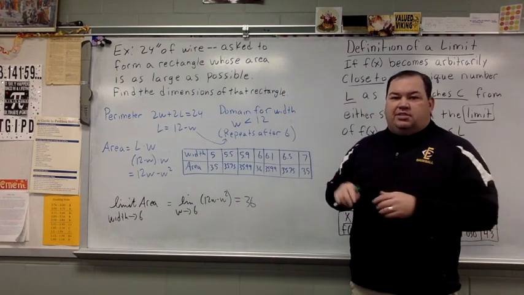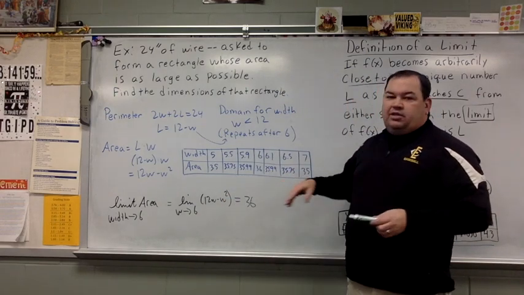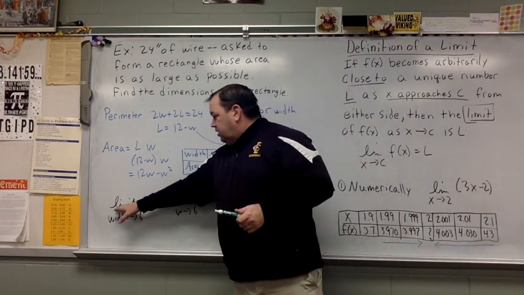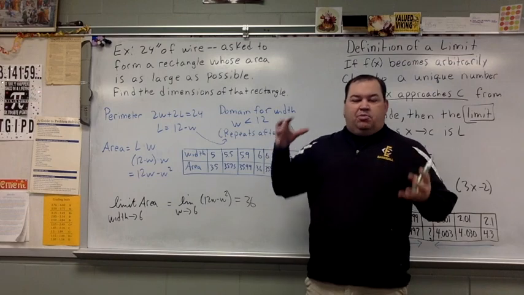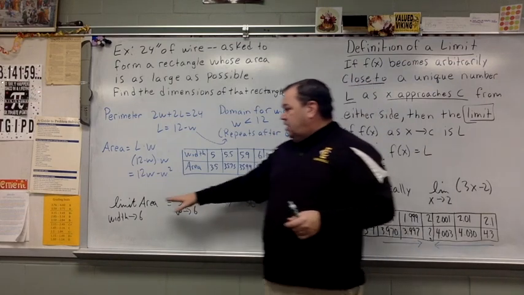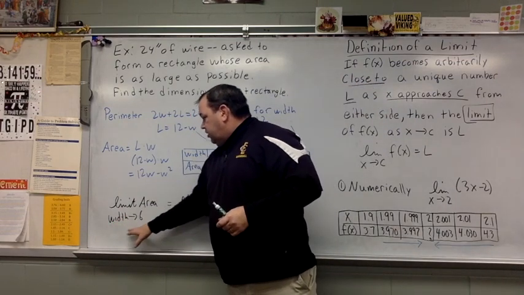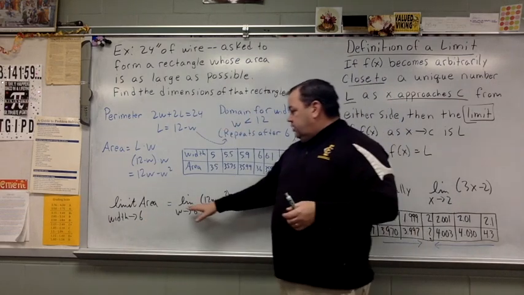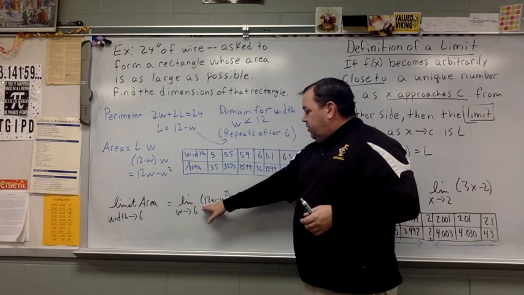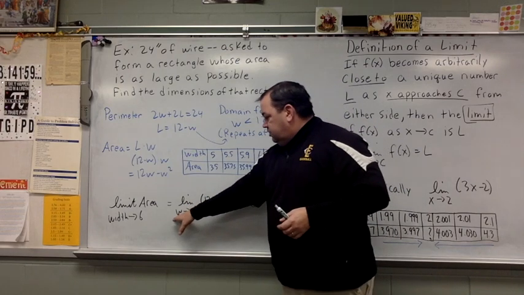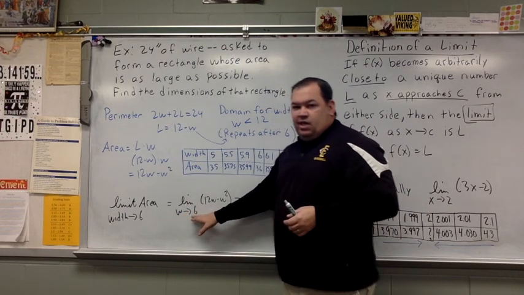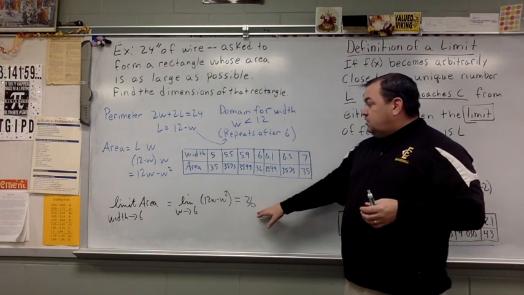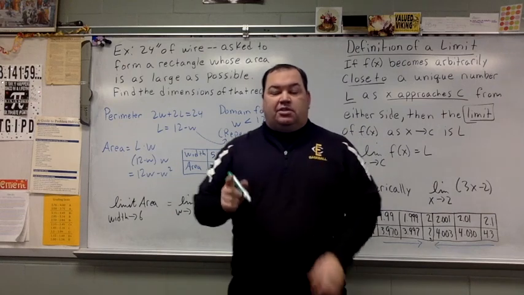So this process that we've done in the past, numerically and graphically, we're going to give it a name. We're trying to find the limit of the area. What's the maximum area, the biggest area I can get, and we're looking at the width when it's close to 6. Notation-wise, we're taking the limit of this function as w approaches 6. And we found that the biggest area I can get is 36, with dimensions of 6 by 6.